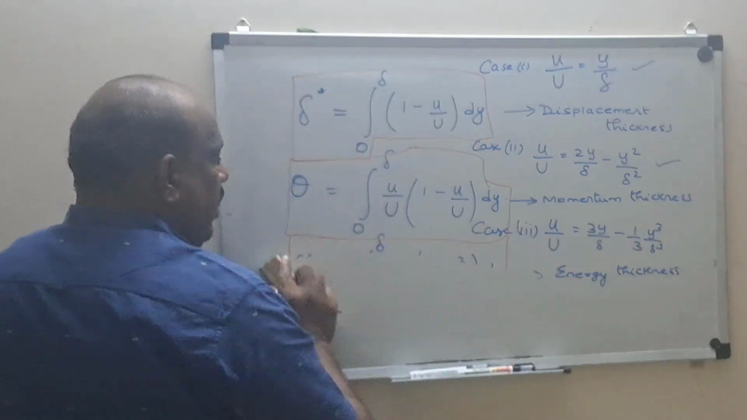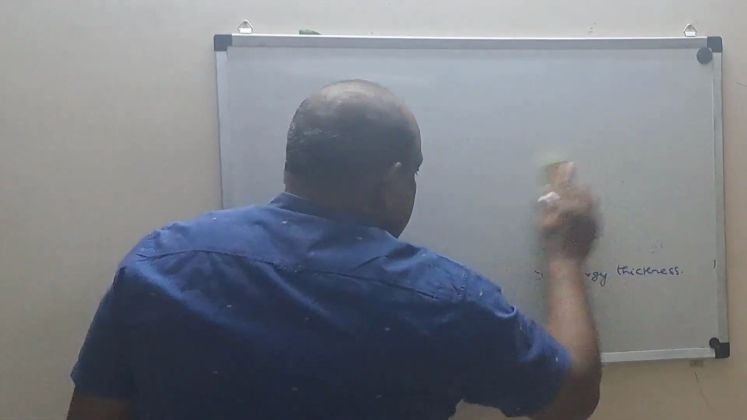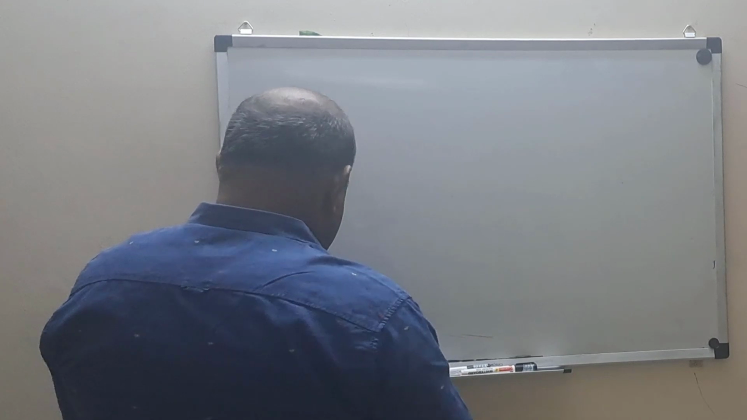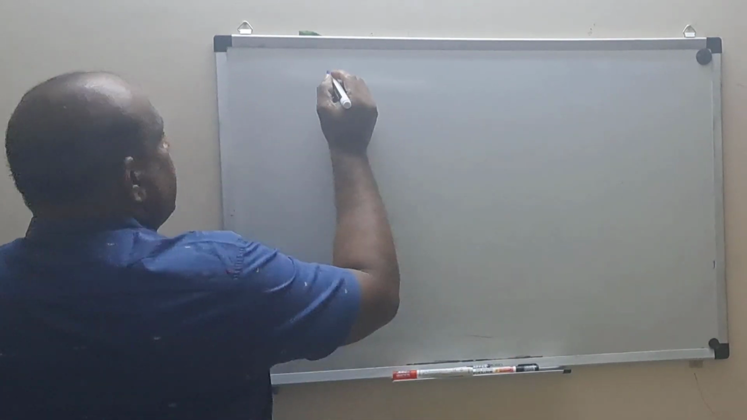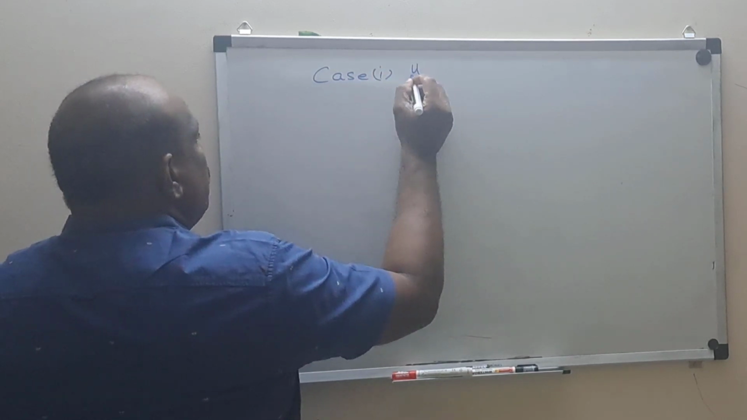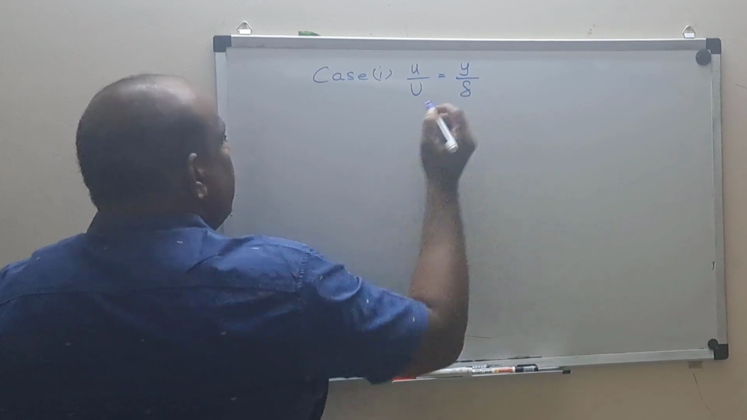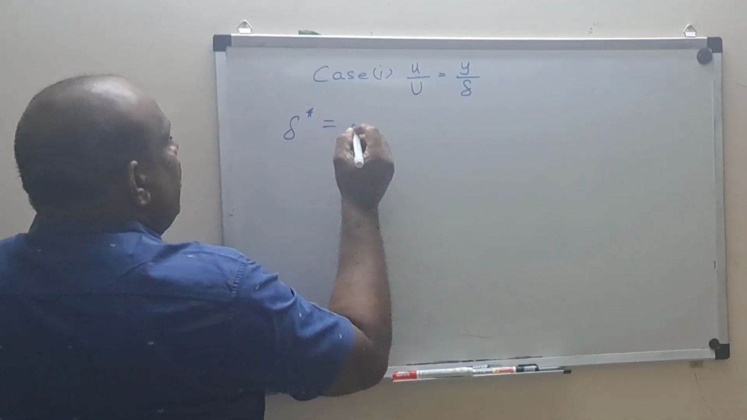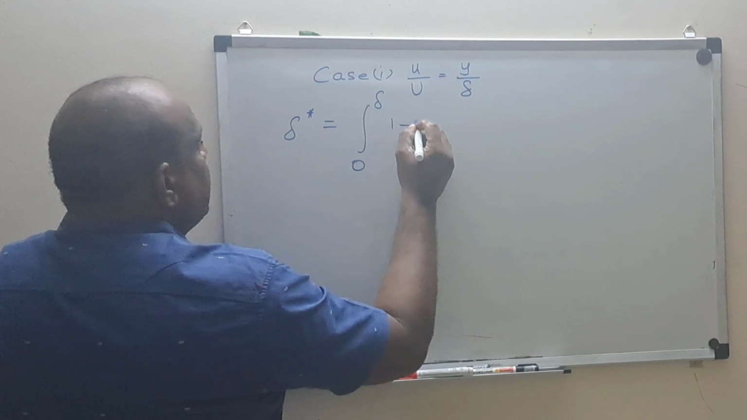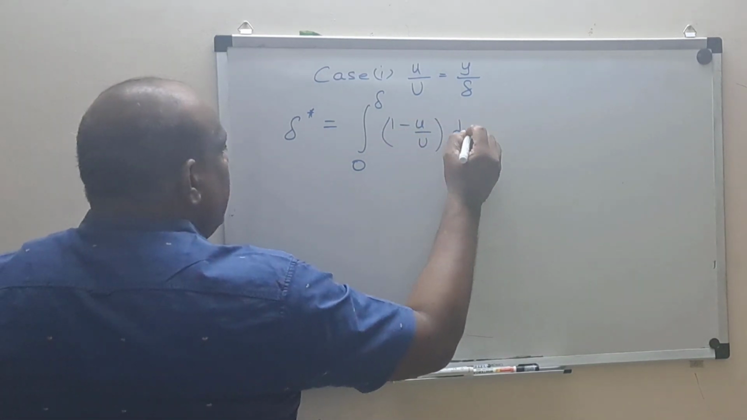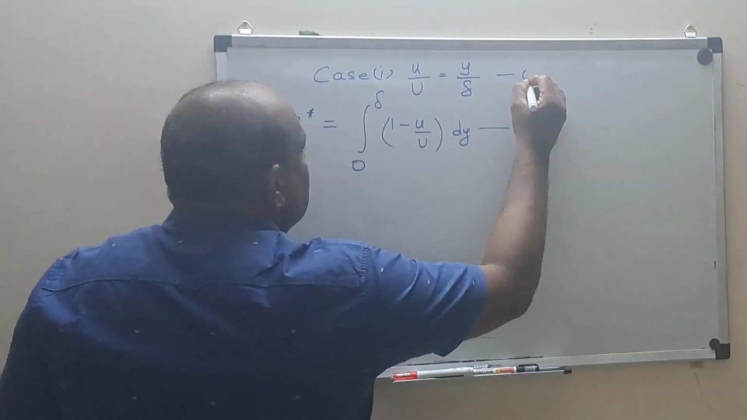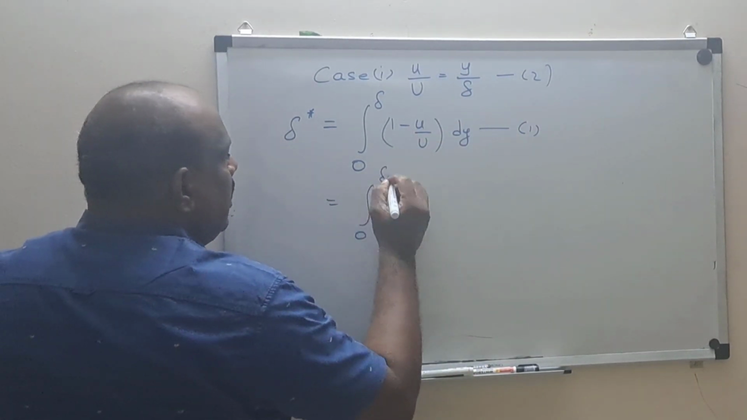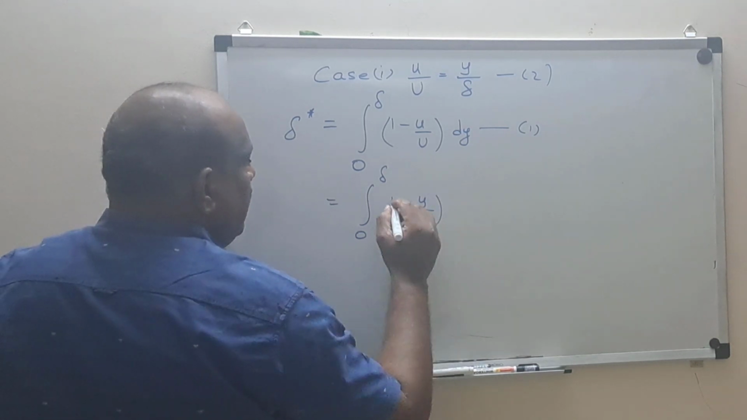Now we'll go with the first case, case number 1. What is case 1? Case 1 is small u by capital U given by y by delta. First, what are we going to find? We are going to find the displacement thickness, delta star. What is the formula? You should know that it is the integral from 0 to delta of (1 minus small u by capital U) dy. Now let us substitute equation 2 in 1, because I have to substitute u by U as y by delta. So it is the integral from 0 to delta of (1 minus y by delta) dy.